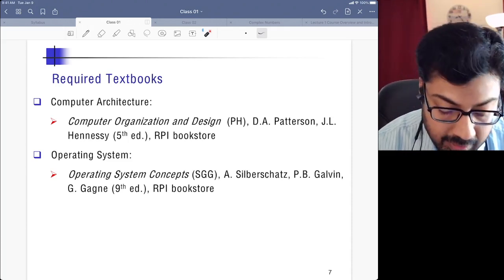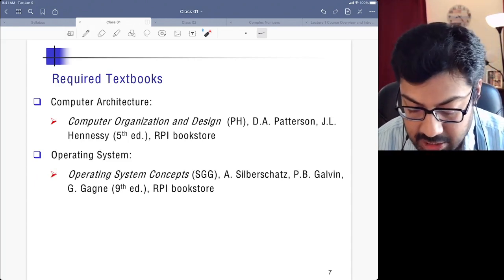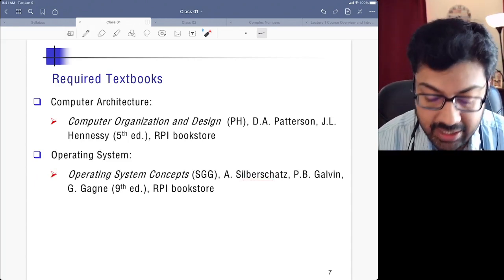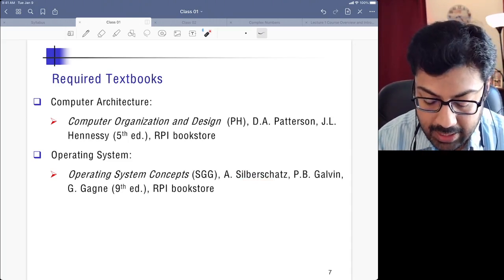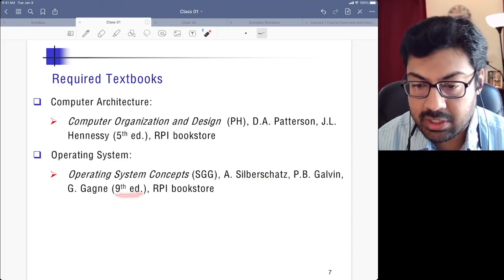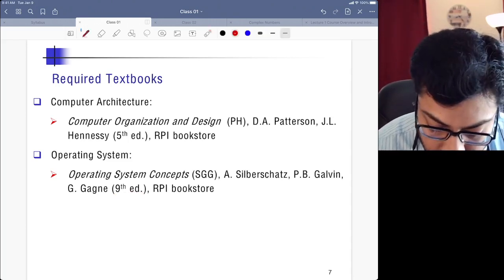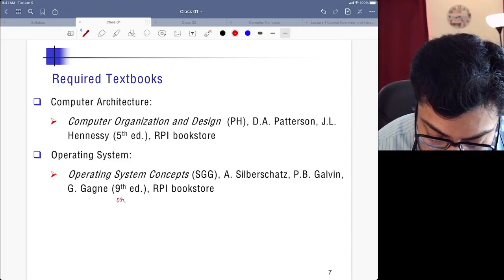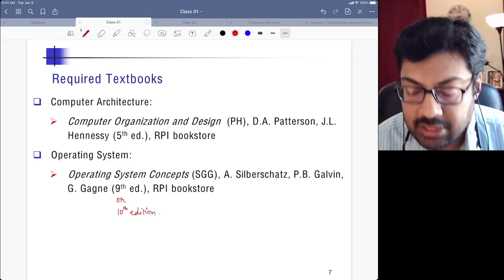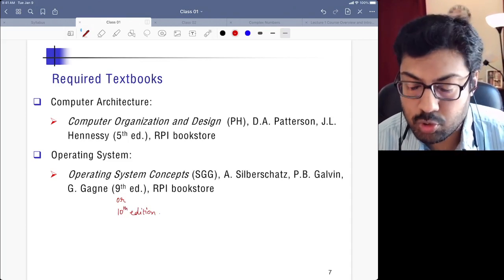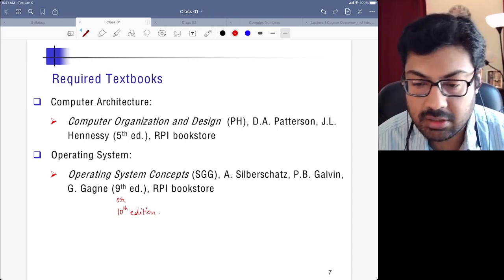The next part of our lectures, we will move into operating systems. And when we do that, we are going to change our textbook to Silberschatz, Galvin, and Gagné. The title of the book is Operating System Concepts. I said 9th edition over here, but the 10th edition has also come out. So you can use the 9th or the 10th edition. It doesn't really matter. I think the 10th edition is what is available at the bookstore. So if you were taking it from the bookstore, fine, you can take the 10th edition.